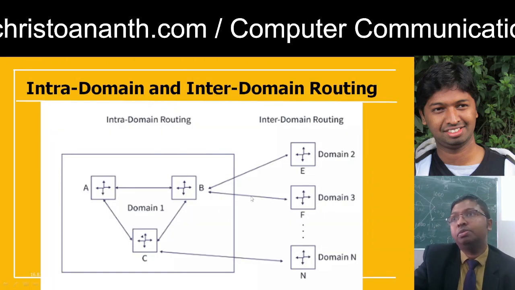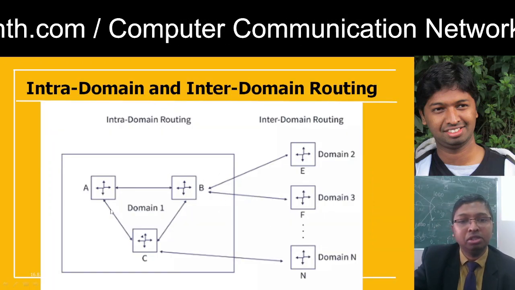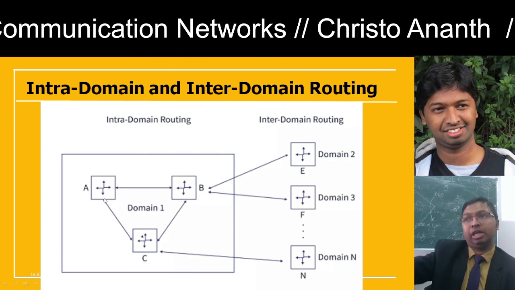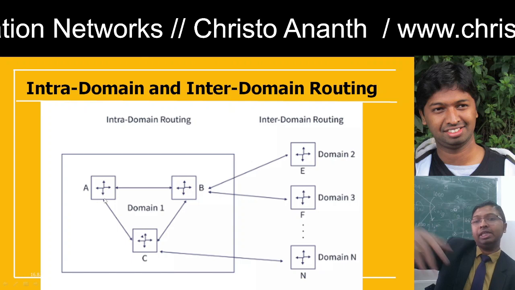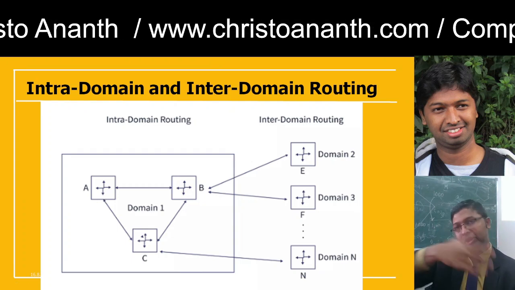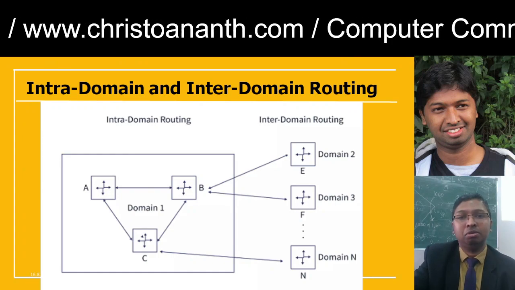So this is the difference between intra-domain and inter-domain. In domain 1 you'll have A, B and C that is carried over within the network, but inter-domain is carried out between the networks, like domain 2, domain 3, domain n. Across the domains, it will be communicated.